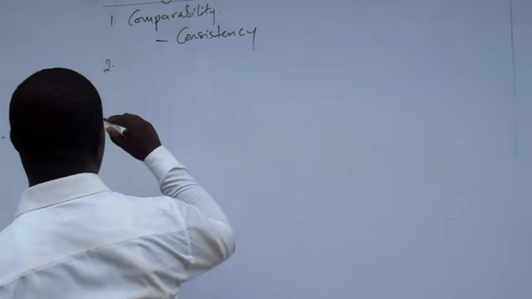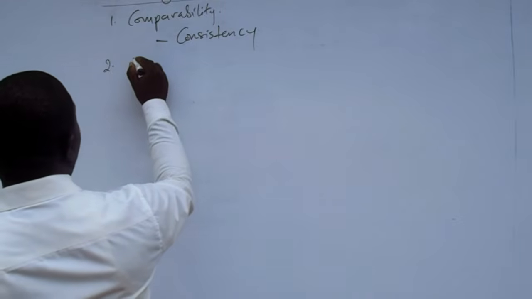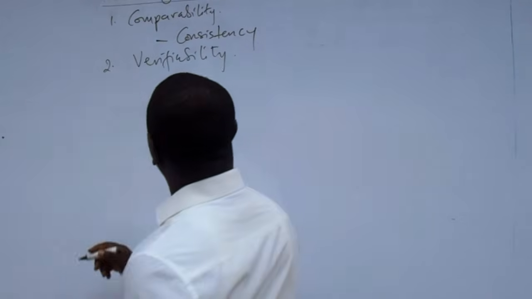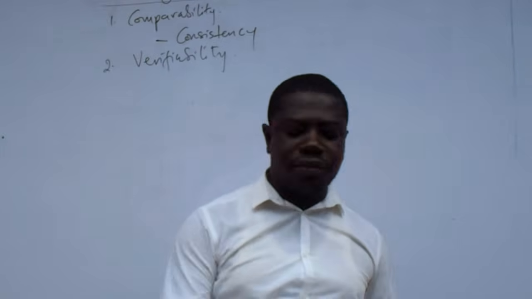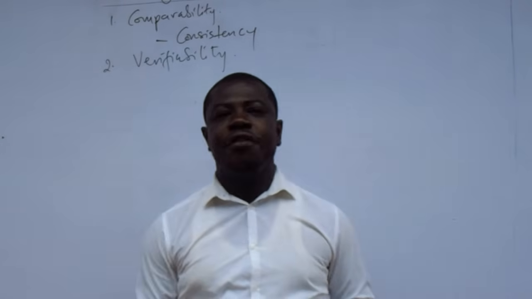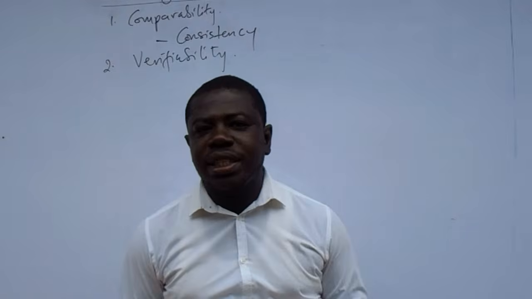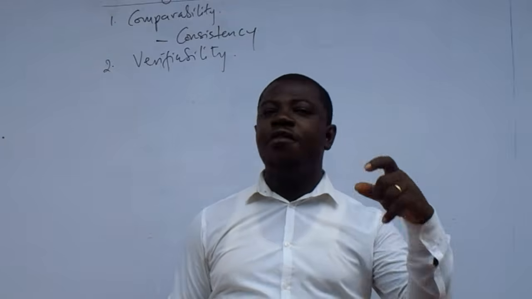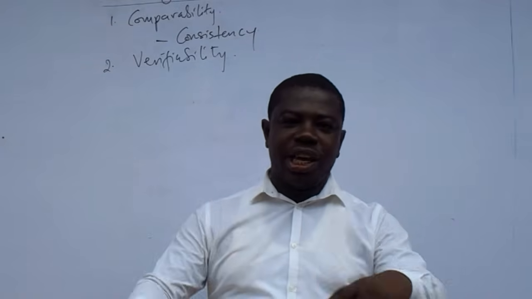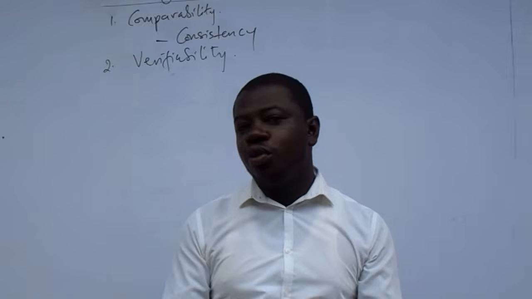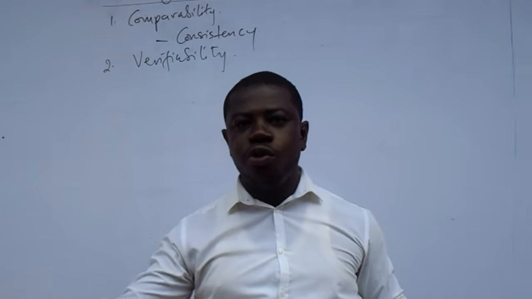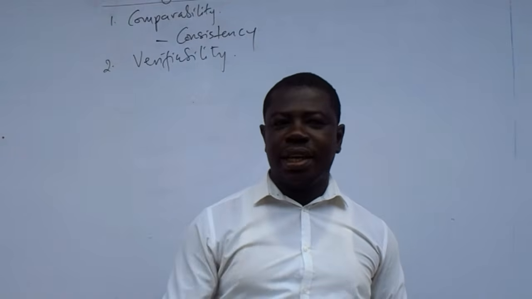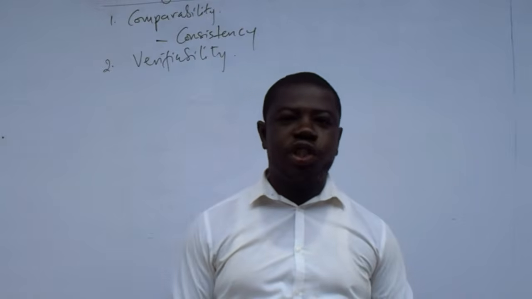Then the next thing that I want to talk about is called verifiability. That is the second enhancing qualitative characteristic of financial statements. Verifiability means that financial statements can be verified from source documents. So we can trace and verify that this information that you have presented was not created by you, but there is a source document where you picked your information from, and that experts can come and look at it and verify that these things are true. And so that is the quality of verifiability.